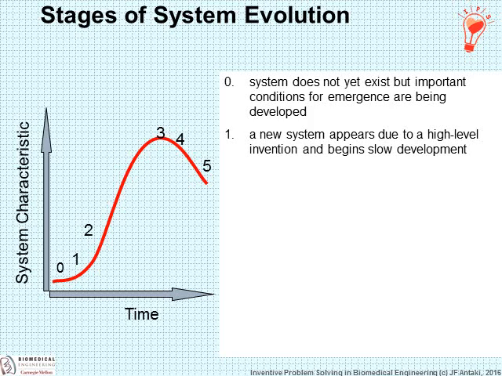So the second, arguably the first stage of invention, is when the new system appears, and is due to some usually high-level invention. And typically, it takes some period of time for a new technology to be adopted. There are always skeptics and naysayers. There are, of course, counterexamples. But typically, the growth is somewhat slow at first.